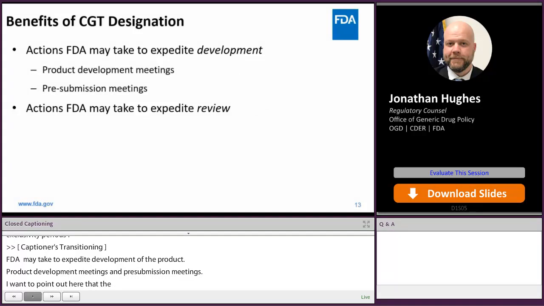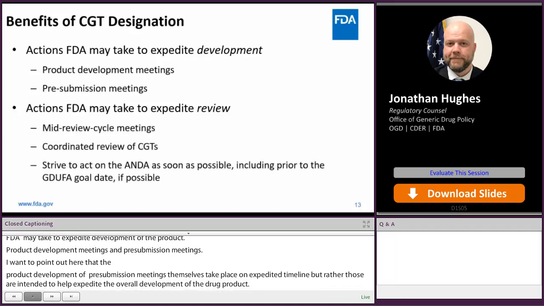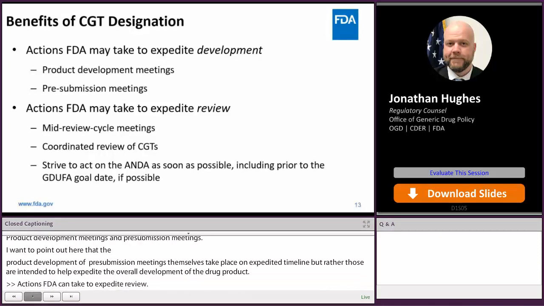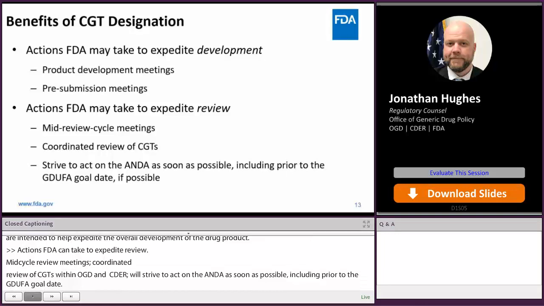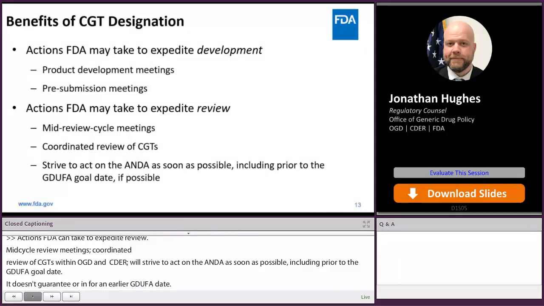Actions FDA can take to expedite review: mid-cycle review meetings, coordinated review of CGTs within OGD and CDER. And FDA will strive to act on the ANDA as soon as possible, including prior to the GDUFA goal date. But again, CGT designation does not guarantee or infer an earlier GDUFA goal date. FDA will just use the development and review actions, hopefully to expedite the ANDA, and we would take action prior to the GDUFA goal date if at all possible.